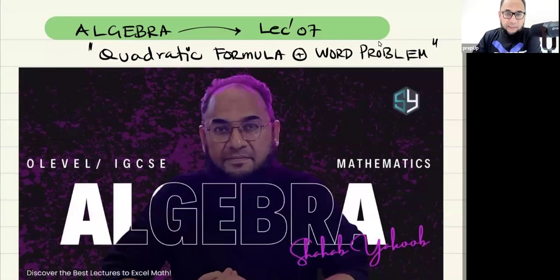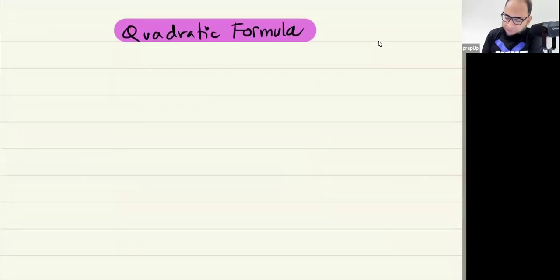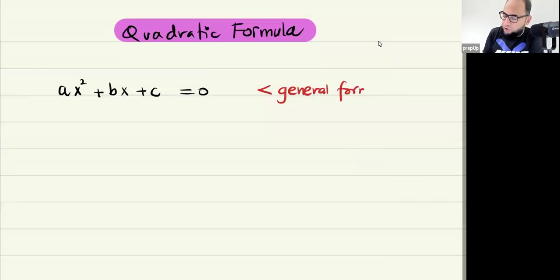So now we are starting with lecture number 7 of Algebra, quadratic formula and word problems associated with that. Now, first of all, when we write a quadratic equation in this form, ax squared plus bx plus c equals to 0, this is known as the general form of quadratic equation. There are many other forms that we will study later on.